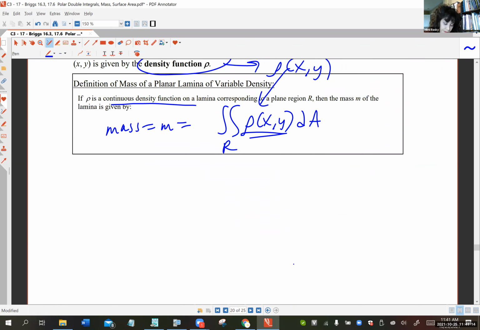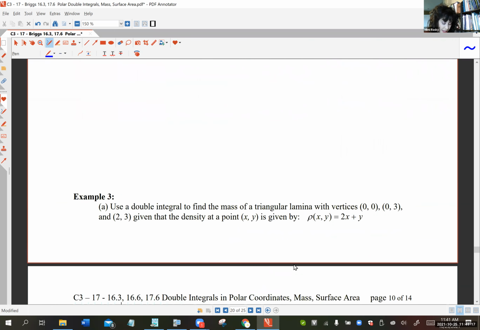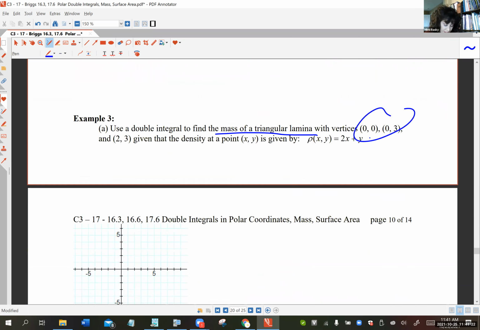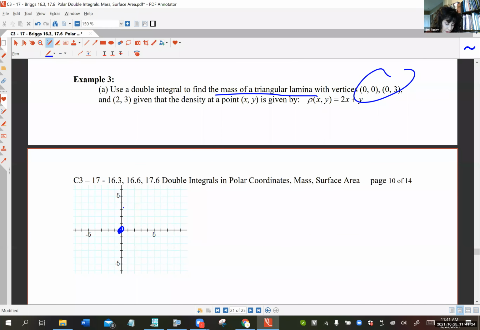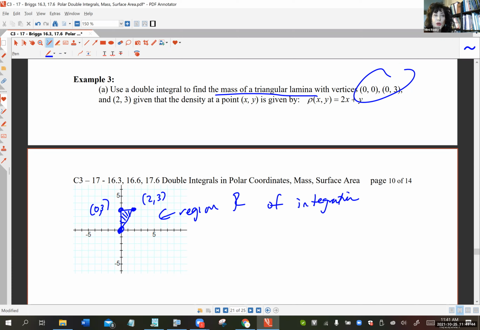Okay, so let's just do one example. Let's say you want to find the mass of a triangular lamina with vertices at 0, 0, 0, 3, and 2, 3. Okay, let's connect the dots. There is the region of integration, people. That is the region R of integration. It's a triangle, and you're trying to find the mass of that cute little triangle when the density is variable. And they're giving you the density function right there.